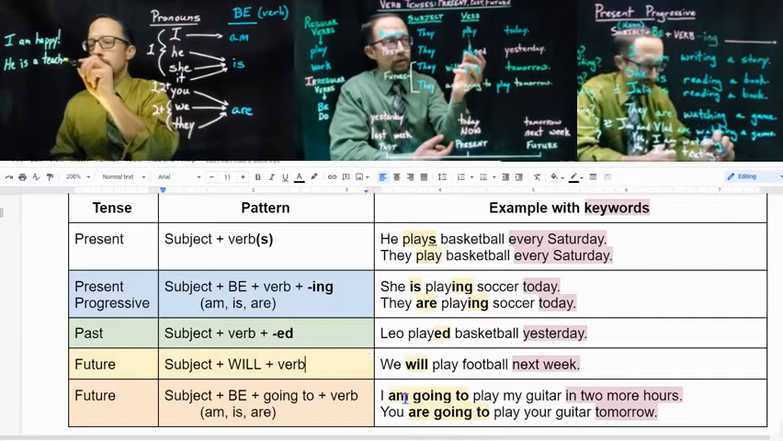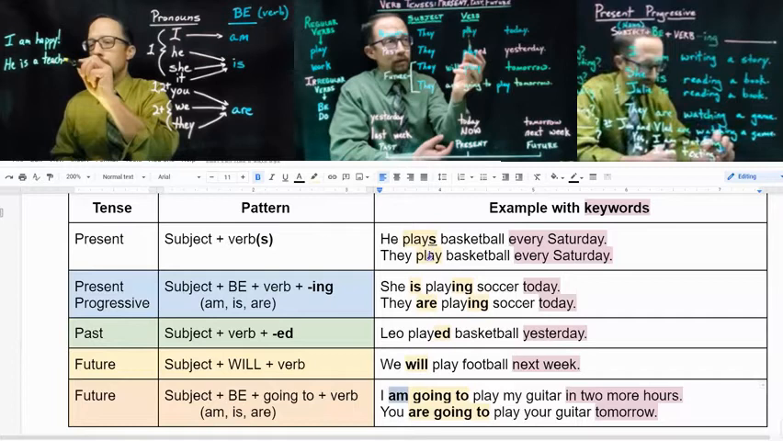The last one, this one is a little harder, but remember, the pattern is the same with be here and be here. The pattern is the same. I am going to play. He is going to play. She is going to play. They are going to play. You are going to play. Okay? It's the same.